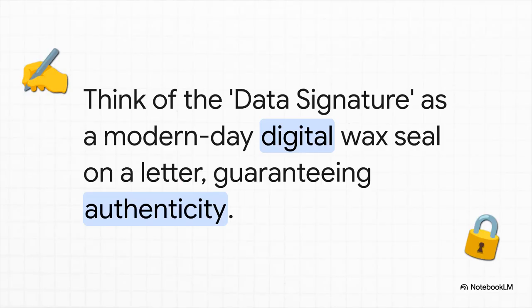Probably the easiest way to wrap your head around this data signature is to think of it like an old-school wax seal on a royal letter. It wasn't just there to keep the envelope closed, right? The unique design on the seal proved exactly who sent it. And if that seal was broken, you knew for sure that someone had messed with it. This is basically that, a medieval guarantee of authenticity, just built for the digital age.